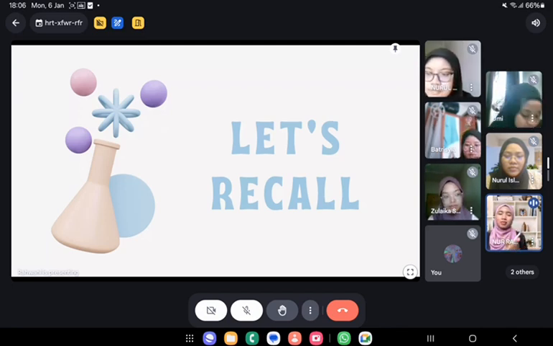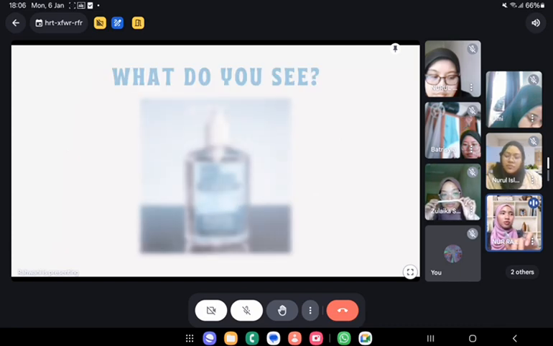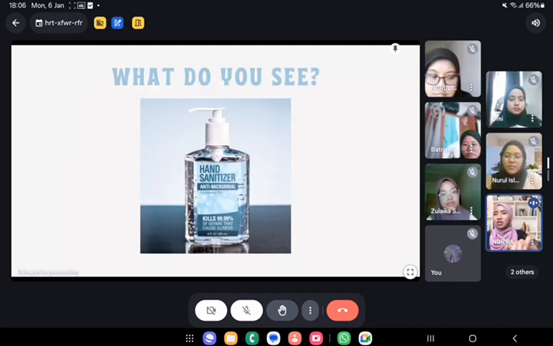For 2 carbon atoms, the root name is eth. For 3 carbon atoms, the root name is prop. 4 carbon atoms is but. 5 carbon atoms is pent. 6 carbon atoms is hex. So I hope you still remember what we have learned, because we will use the previous knowledge in today's lesson. So students, before we start, can you describe to me what you see on the slides?